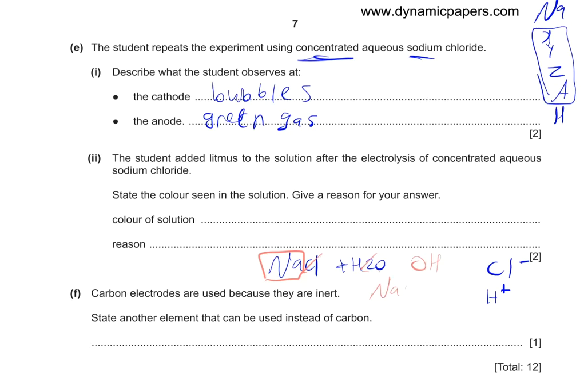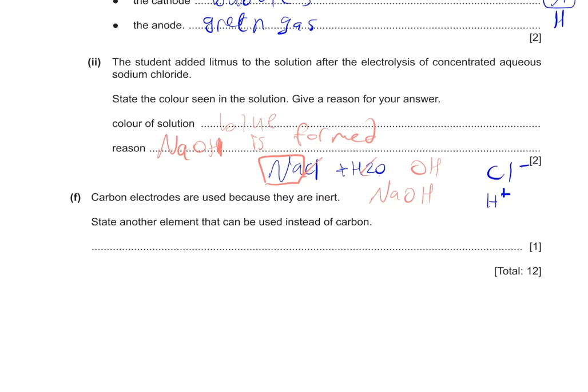So that would form NaOH, which gives a blue color in the litmus, and the reason is because NaOH, which is sodium hydroxide, is basically a base. NaOH is formed. Question F. Carbon electrodes are used because they are inert. State another element that can be used instead of carbon. We can say that we're using platinum.